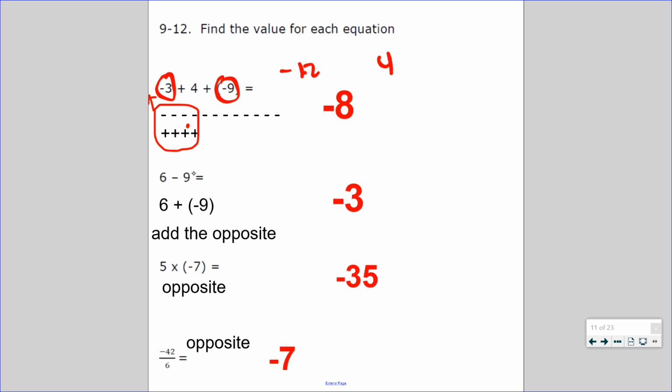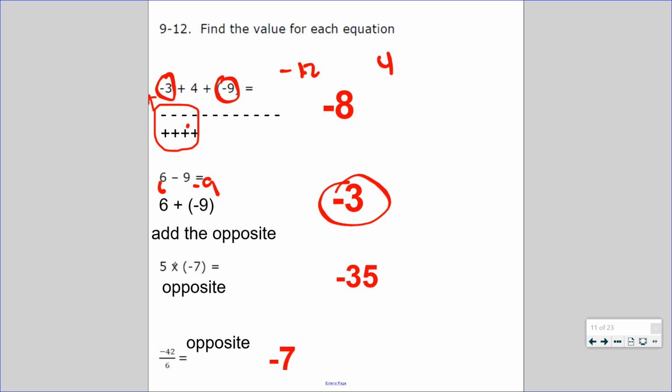6 minus 9. Let's try to do it in our head. If you have $6 and you buy something or take away $9 from it, do you have money? No. You're in debt by $3. Another way to think about it is called add opposite. So you keep the 6. What's the opposite of 9? Negative 9. 6 and negative 9 is negative 3.